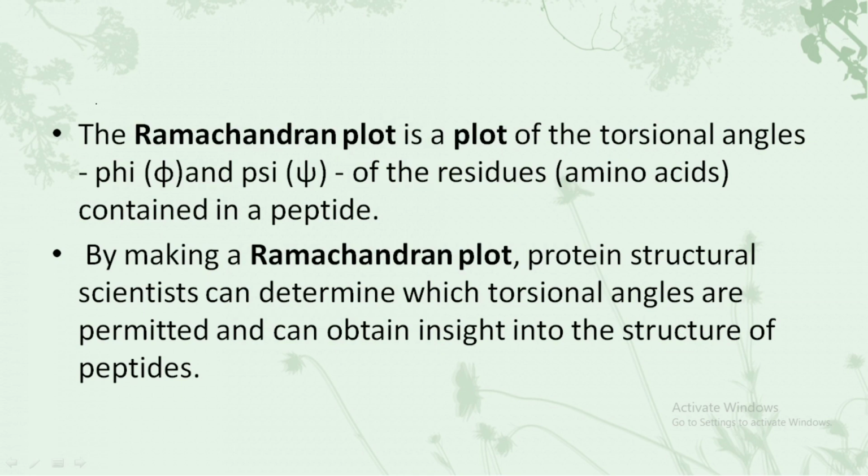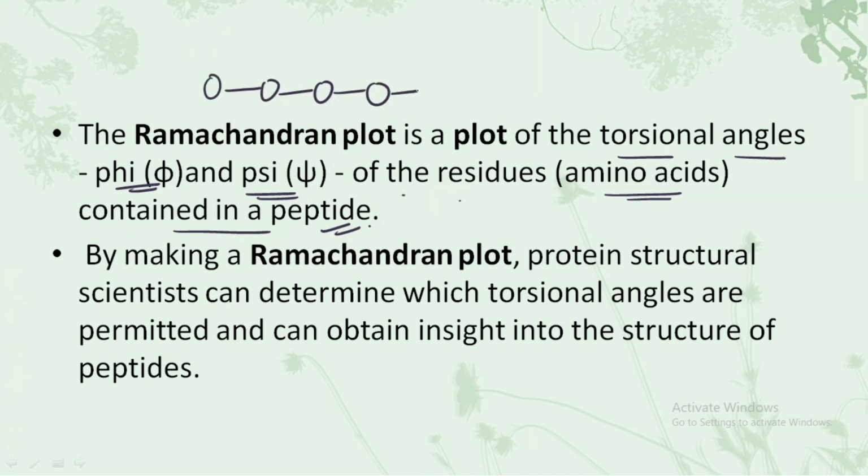A Ramachandran plot is a plot for the torsional angles, that is the phi and the psi, for the residues, that is the amino acids, that are contained in a peptide. What is a peptide? A long chain of various amino acids joined together with the help of peptide bonds is called a peptide. So by making a Ramachandran plot, the protein structural scientist can determine which torsional angles are permitted and can obtain insight into the structure of the peptides.